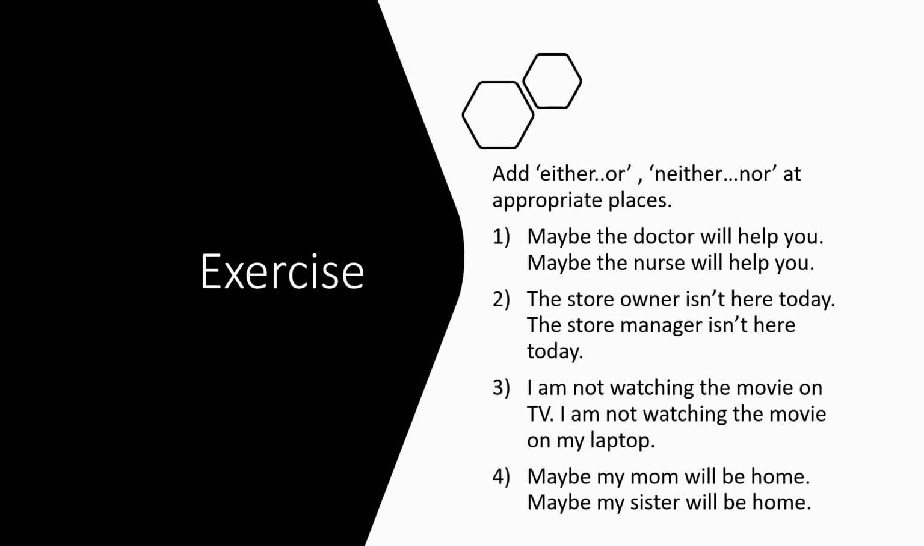Third, I'm not watching the movie on TV. I'm not watching the movie on my laptop. The answer is I'm neither watching the movie on TV nor on my laptop. Fourth, maybe my mom will be home. Maybe my sister will be home. And the answer is either my mom or my sister will be home.